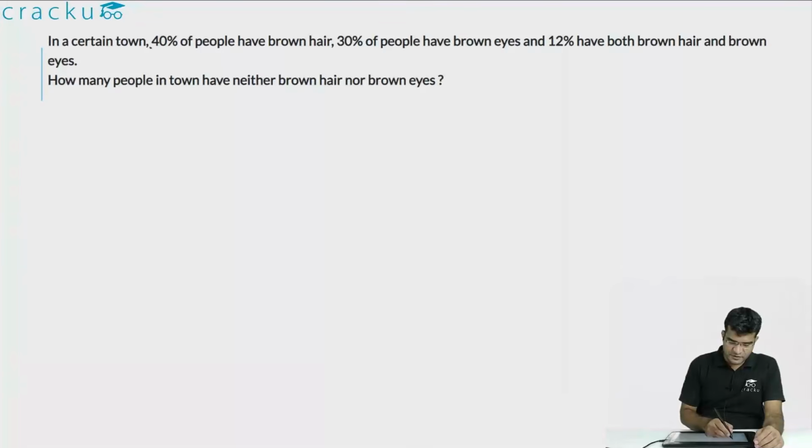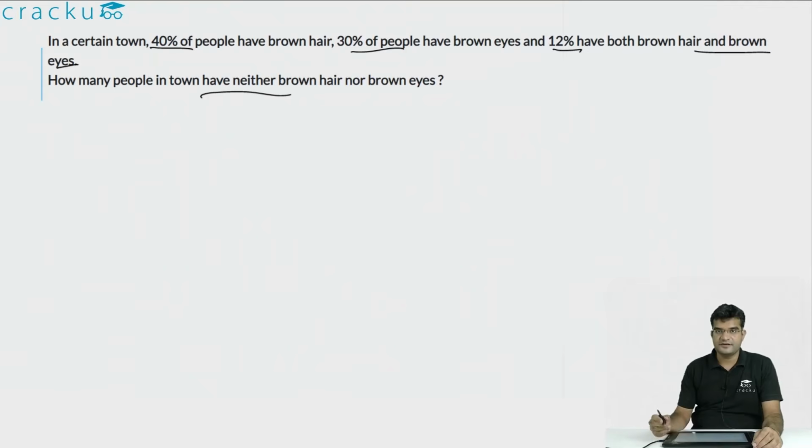In this question, we are told that in a certain town, 40% of the people have brown hair, 30% of the people have brown eyes, and 12% have both brown hair and brown eyes. We are required to calculate what is the percentage of people who have neither brown hair nor brown eyes. This is a Venn diagrams question where there are two parameters, that is, some people have brown hair, some people have brown eyes, some people have both, and some people have neither.